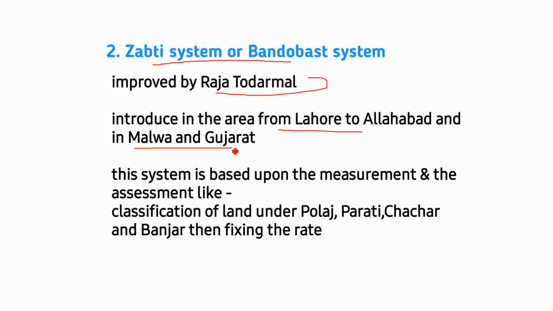That is why the Zabti system was adopted from Lahore to Allahabad and Malwa to Gujarat. Now, what is the Zabti system or the Bandobast system actually? You should keep in mind that it is the classification of land into Polaj, Parauti, Chachar and Banjar. Apart from this, in the Zabti system many factors are considered, like how well irrigation facilities are developed and whether there is any occurrence of natural calamities in that region. When all these factors are considered, then the share of the state will be decided, right? Then according to this, the state share will be fixed. This is called the Zabti system or the Bandobast system.